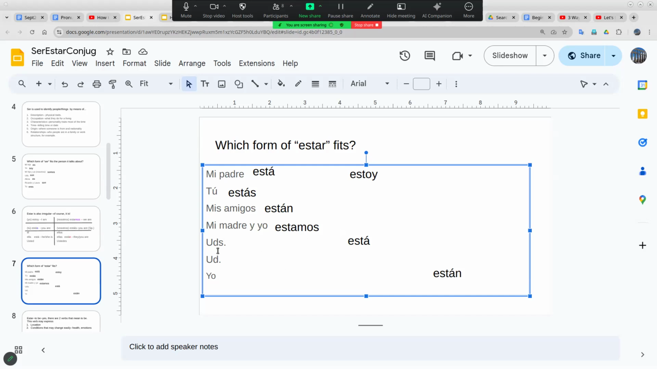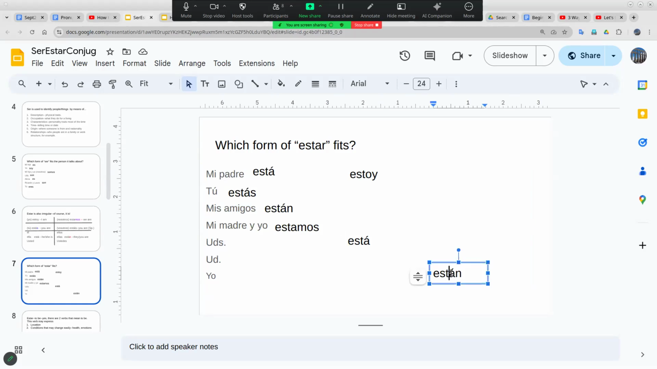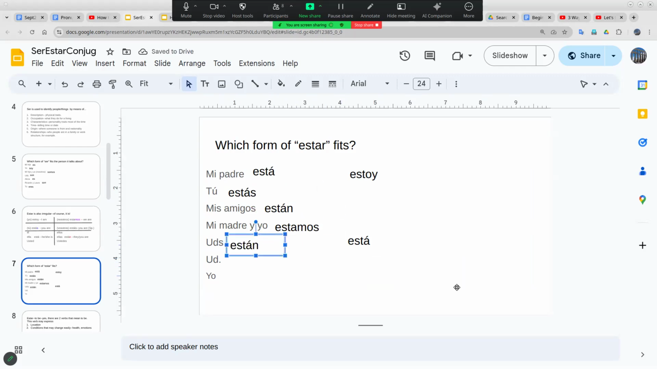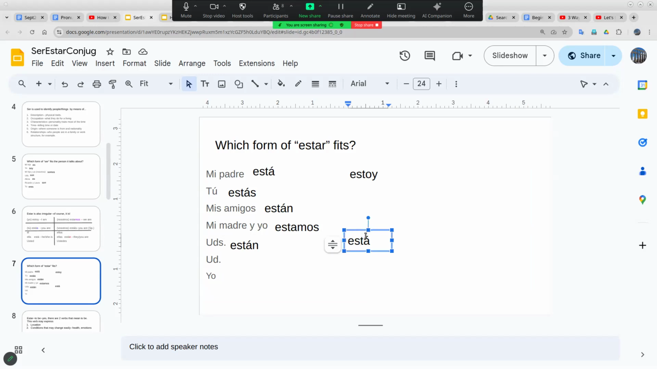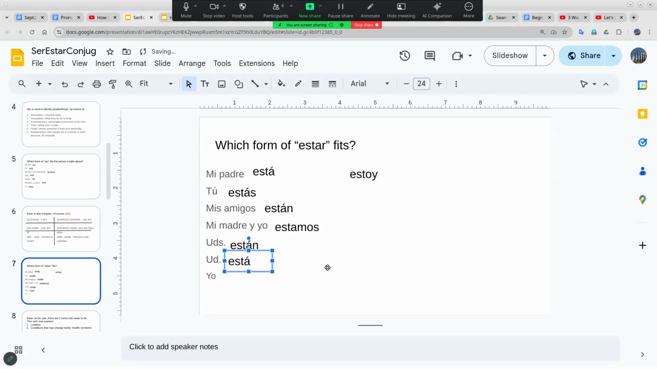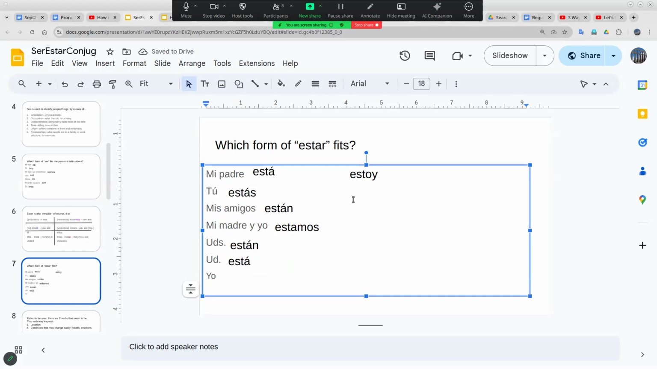Okay. Bien. Okay. Ustedes, you guys, more than one, you. Están. It needs a plural verb, an N at the end kind of verb. Ustedes están. ¿Cómo están ustedes? Ustedes están en Zoom. You guys are on Zoom. Bien. Okay. How about usted? Just one you. Está. It's still singular, talking about one person. Okay. Está. And yo. We only have one left.